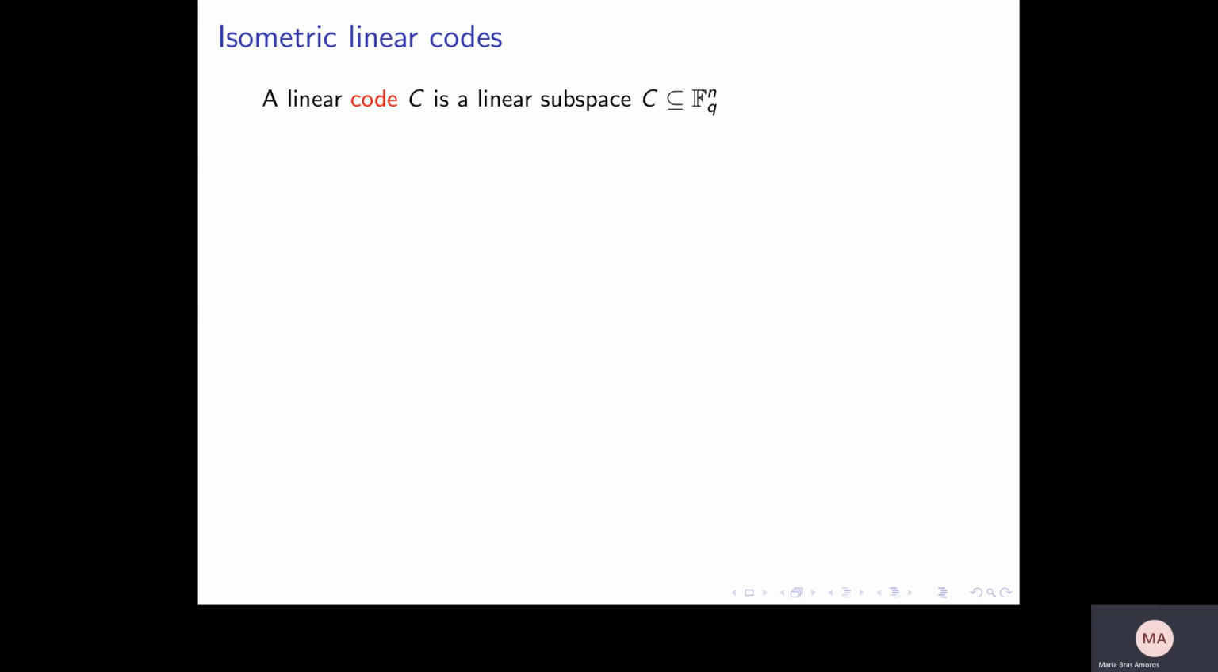A linear code C is a linear subspace of Fq to the n, where Fq is the finite field of q elements, for some q, which is the alphabet length and which necessarily is a power of a prime, and for some n, which is the code length.